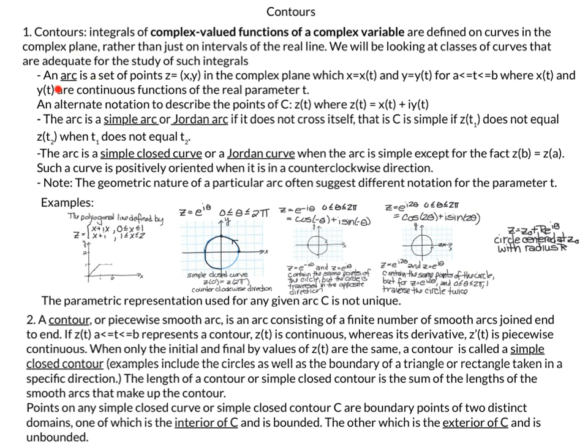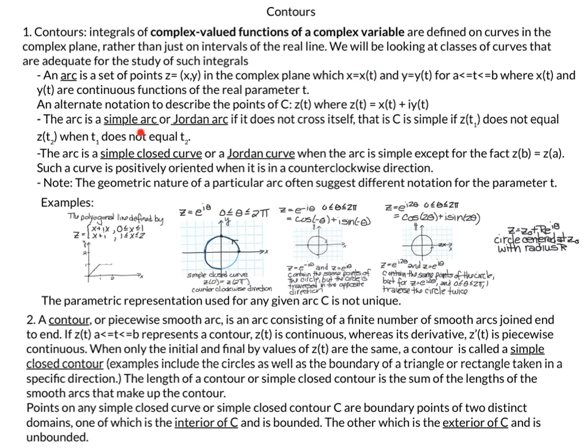So we will talk about contours or arcs, which is a set of points in the complex plane z equals x, y, where x is a function of t and y is a function of t, and we often imagine t as time, and that our function x of t tells us where the x-coordinate is at time t, and y of t tells us where the y-coordinate is at time t. So in effect, as t progresses from a to b, we see a curve being drawn in the complex plane, and the curve drawn is given to us by x of t, y of t.